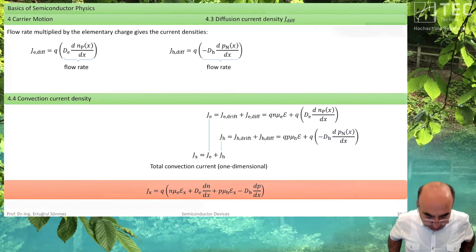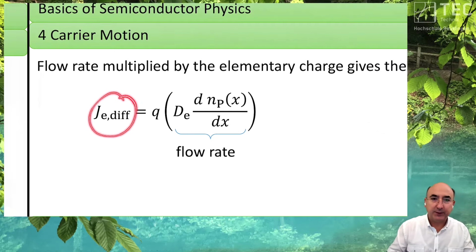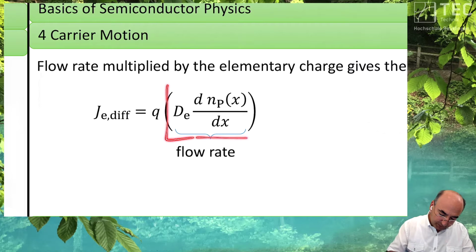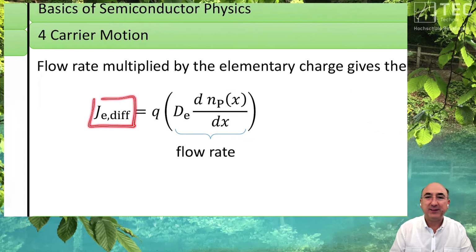Now we want to extend this to the current, because we don't want to just look at the flow rate. We want to look at the current density. So here we have a flow rate, expressed with Fick's first law. And if we multiply it with the charge, we get the diffusion current density.